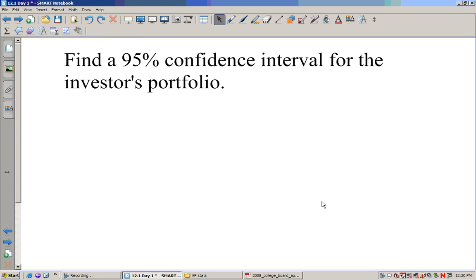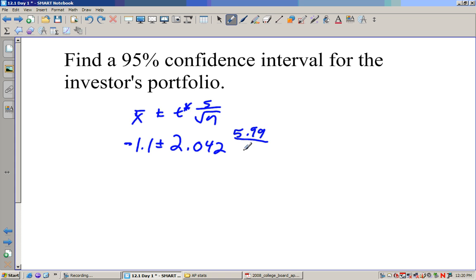So let's find a 95% confidence interval for this investor's portfolio. If we want to do a 95% confidence interval, we would do x bar plus or minus t star times s over the square root of n. Now this is pretty easy because we have all the information. My x bar is negative 1.1 plus or minus t star, which would be 2.042, times our s, which is 5.99, over the square root of 39.